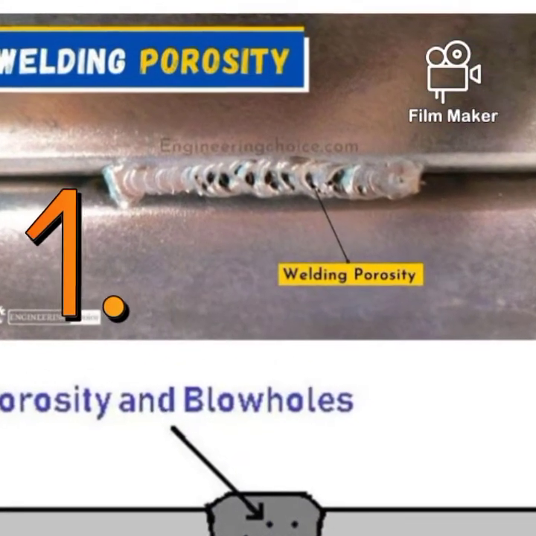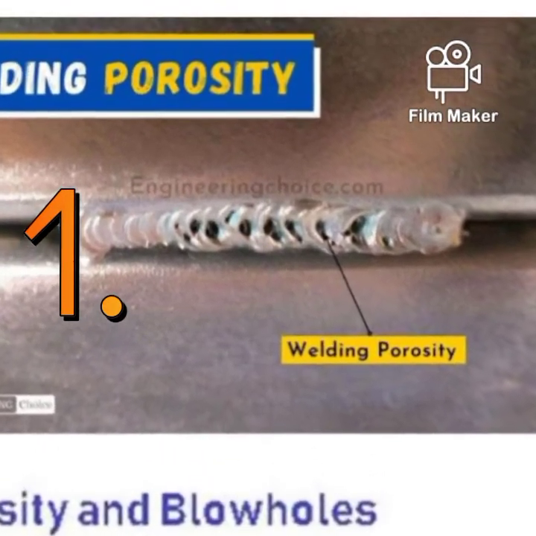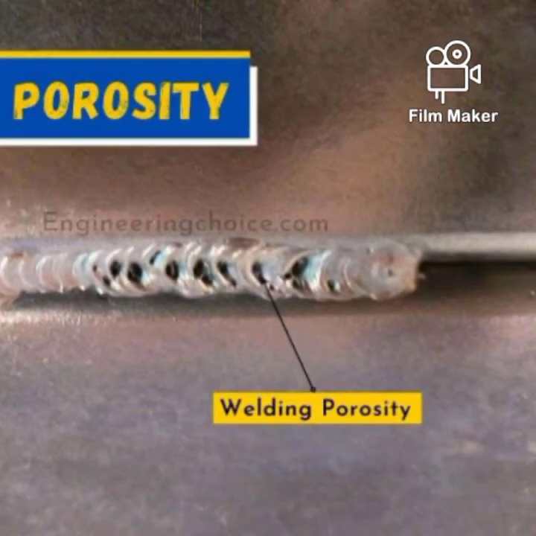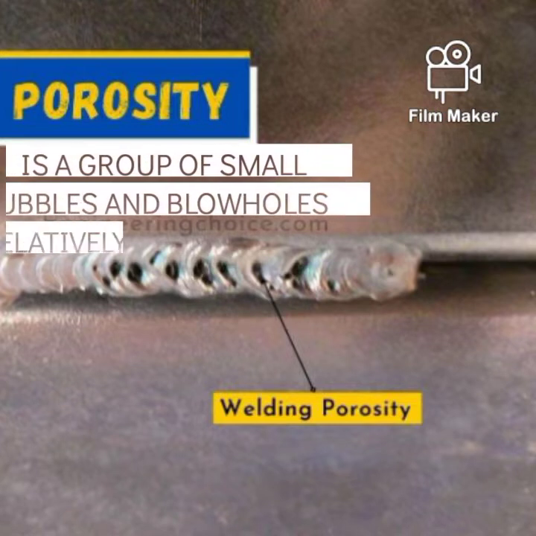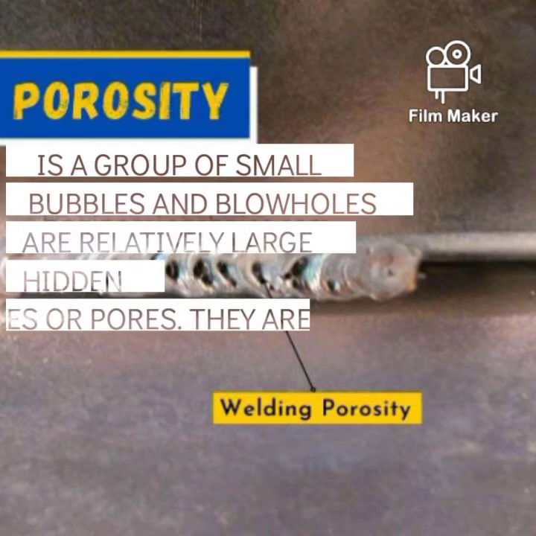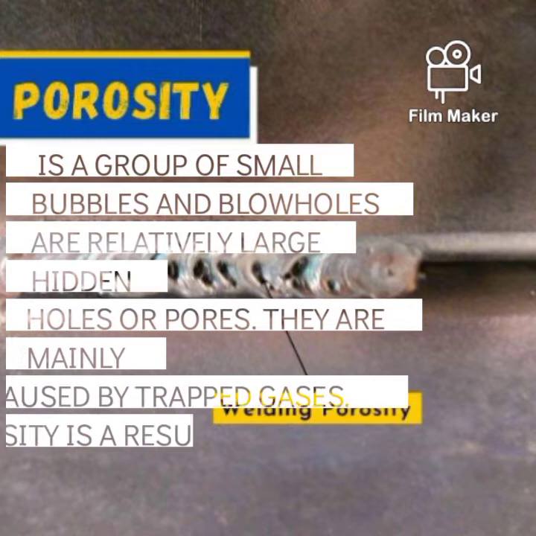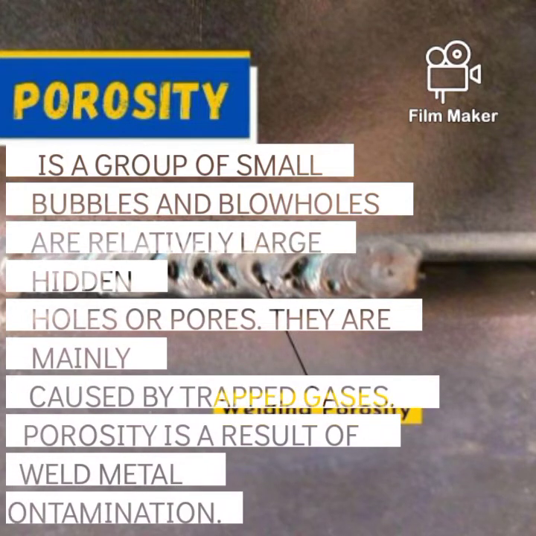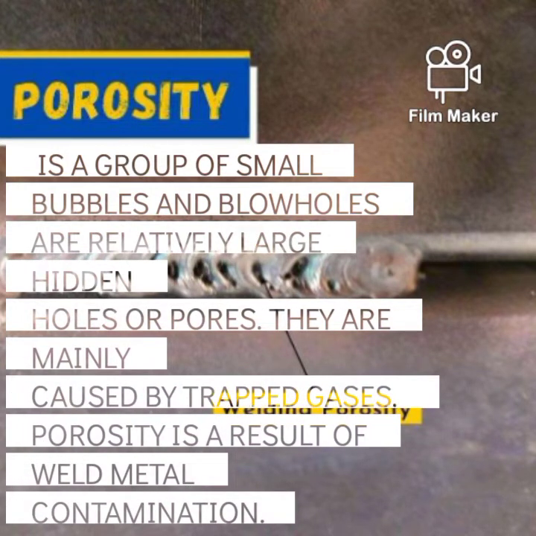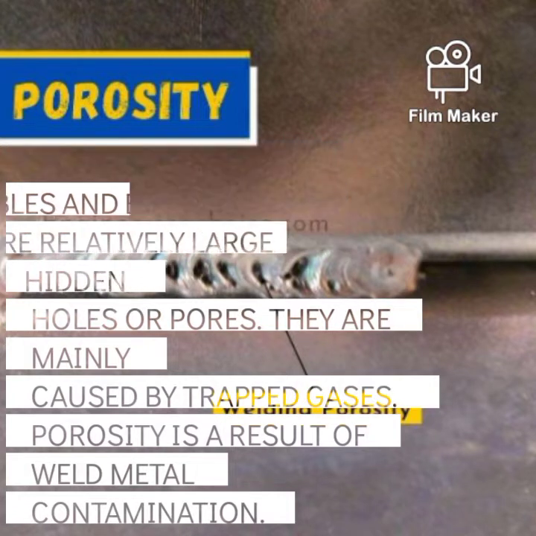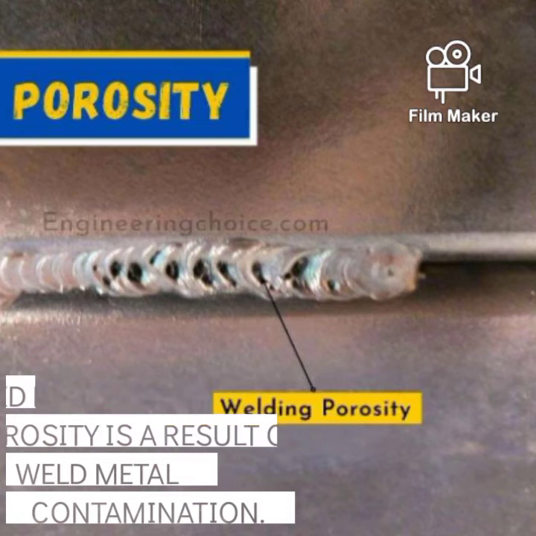Porosity, the first common welding defect. Porosity is a group of small bubbles and blowholes, relatively large hidden holes or pores. They are mainly caused by trapped gases. Porosity is a result of weld metal contamination.